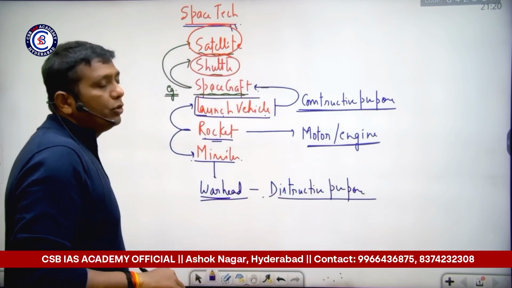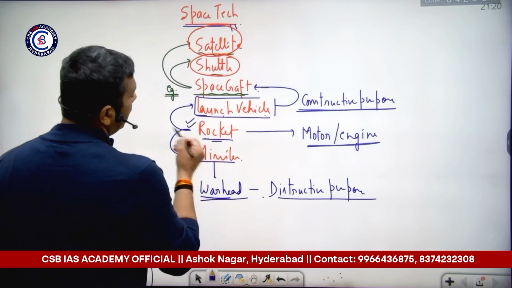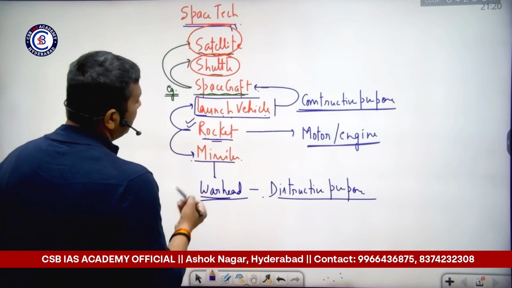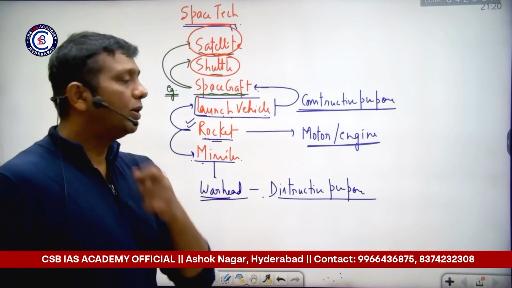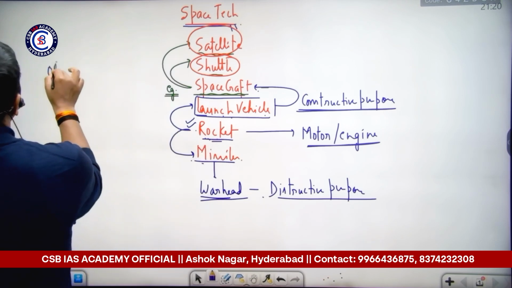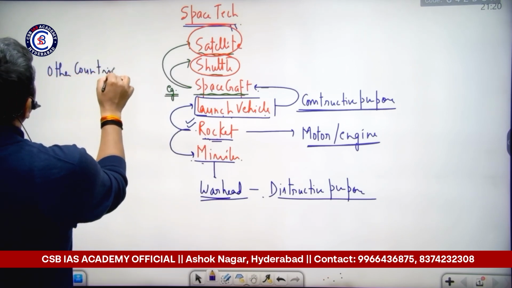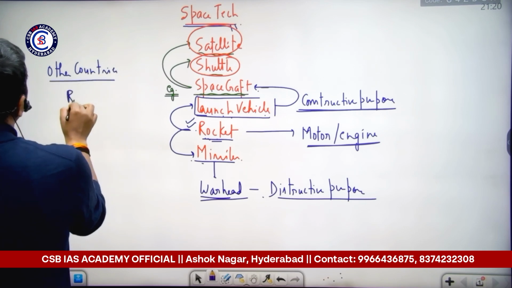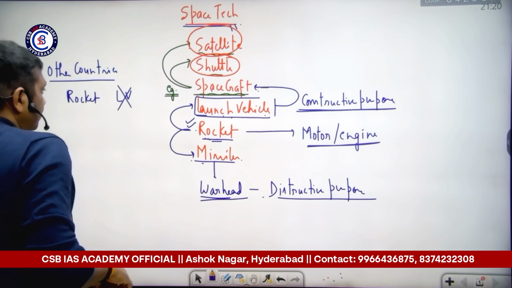Okay, in such a way you can understand very well, guys. The rocket as a motor engine is used in the launch vehicle for constructive purposes, and it is also used in missiles for destruction. But I just want to give you one simple statement. In other countries, they prefer the use of the term rockets in place of launch vehicles.